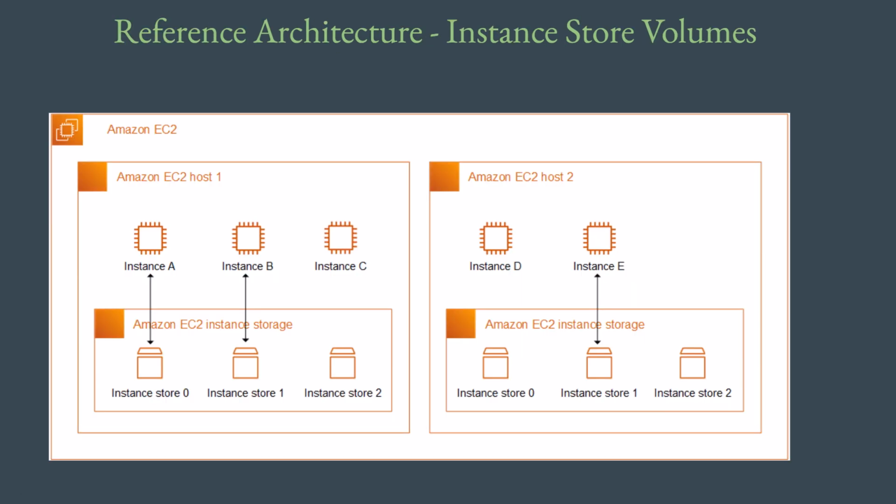Now I've also added a reference architecture diagram directly from the documentation. This will also give you better clarity. So you have multiple EC2 instances and there can be multiple sets of instance store volumes that can be associated with them.